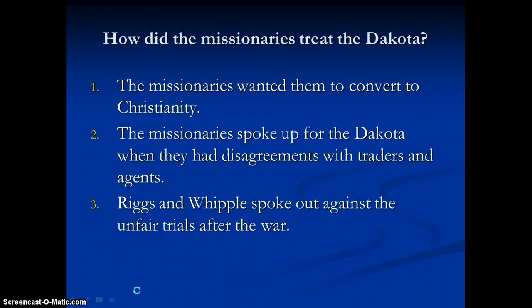How did the missionaries treat the Dakota? Well, the missionaries wanted them to convert to Christianity. They wanted them to believe in God, the white way, not their way at all. And there were some missionaries that did speak up for the Dakota, and some of them were against unfair trials.